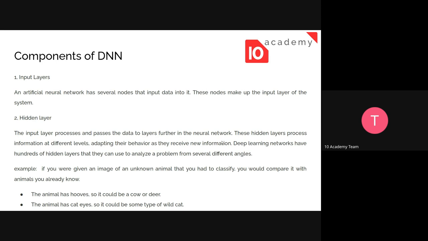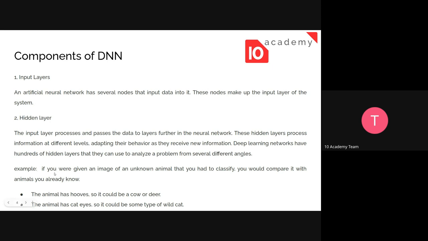The hidden layers process information at different levels, adapting their behavior as they receive new information. What you can understand from this is that the hidden layers are the ones that adapt the behavior depending on the information, okay? So the more hidden layers we have, the more we adapt to our data set. Deep learning networks have hundreds of hidden layers that they can use to analyze a problem from several different angles, okay? Keep in mind that the more hidden layers we have, the more angles we can analyze, and it's easier to predict.